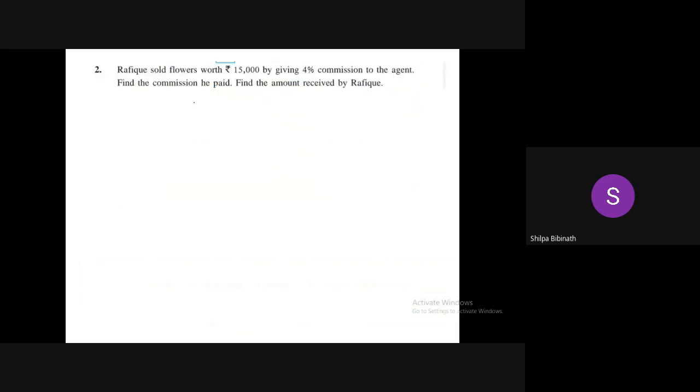Now go through the second question. What is given? Rafiq sold flowers worth rupees 15,000 by giving 4% commission to the agent. Find the commission he paid. Find the amount received by Rafiq. So here Rafiq sold flowers worth rupees 15,000. Okay, so you can write there in the sentence format.